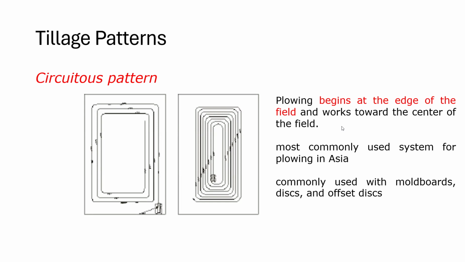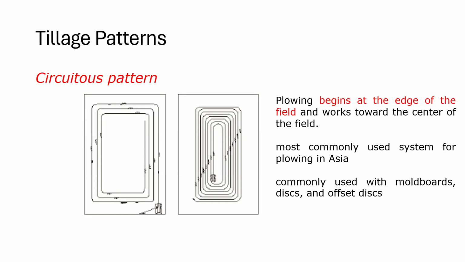Okay, so circuitous pattern, paikot starting from the edge, then works toward the center of the field. So nauna siya sa labas, dito sa labas. Then it works paloob, paikot, then inwards. Okay, so circuitous pattern is most commonly used system for plowing in Asia. Then it is commonly used with moldboards, discs, and offset discs.